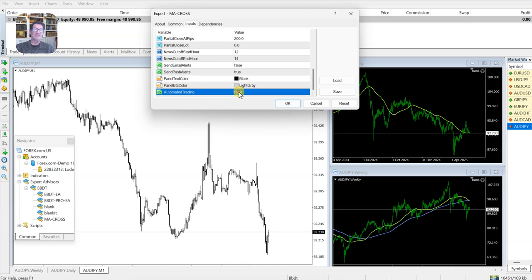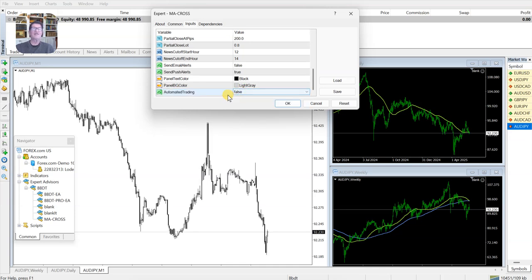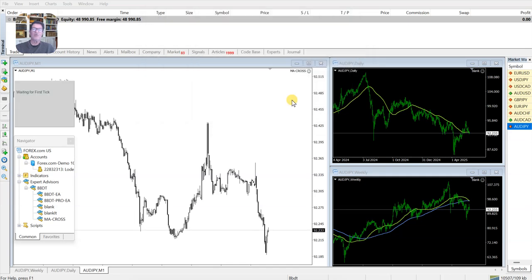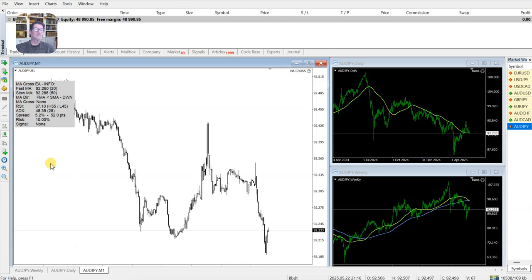If you set this to true, then the bot will do this automatically for you, not asking you anything, and simply send you a push notification saying, hey, I just opened up a trade, position buy or sell for X number of lot, X number of pips, and that's it. So with the settings done, click on OK. Now we're waiting for the first pip to come. I can close this out.